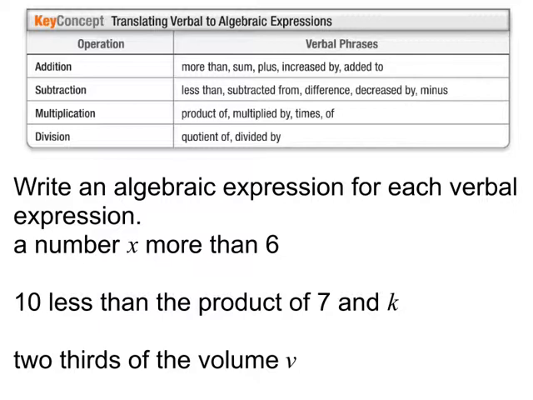Multiplication, there's not as many: product of, multiplied by, times, and of. And then last but not least, division. All you have is the quotient of and divided by. Another thing that would be a division would be like a fraction. Okay, so it says write an algebraic expression for each verbal expression. A number x more than 6.